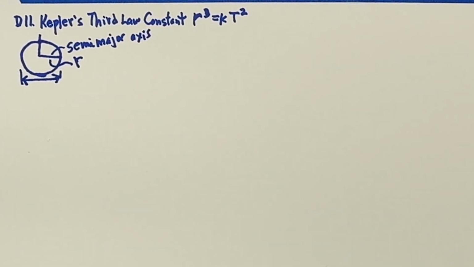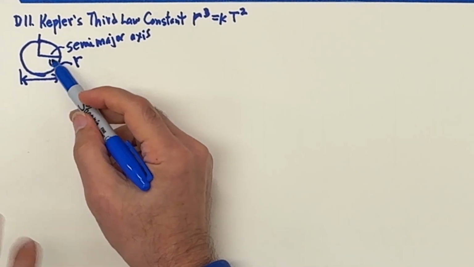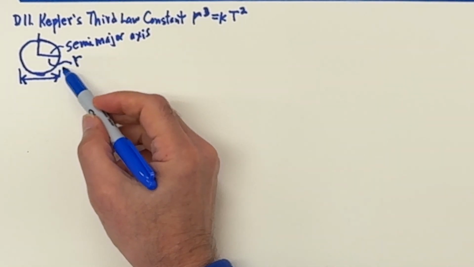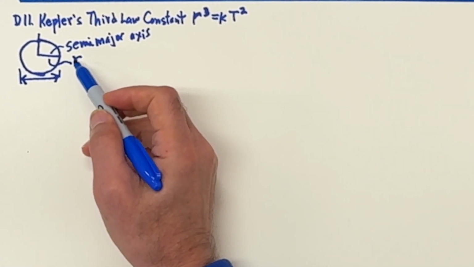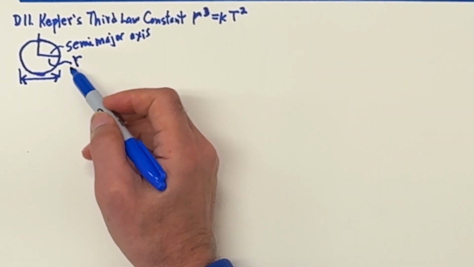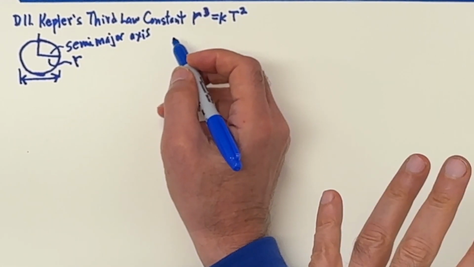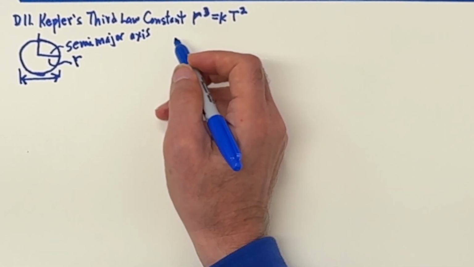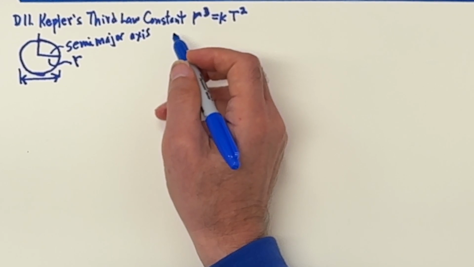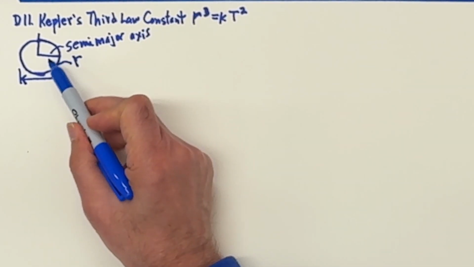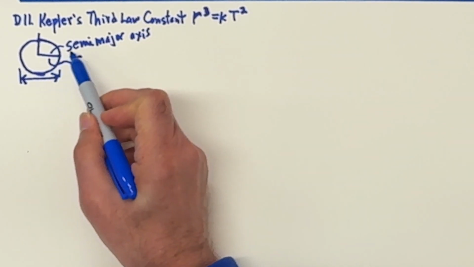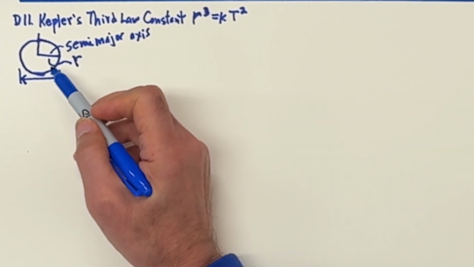Now, since the planets have very little ovalness to them, we say the eccentricity is small. That means it's close to a circle. In my treatment, we're going to just consider the planets to be going in circles around the sun. But just bear in mind that R technically is the semi-major axis.